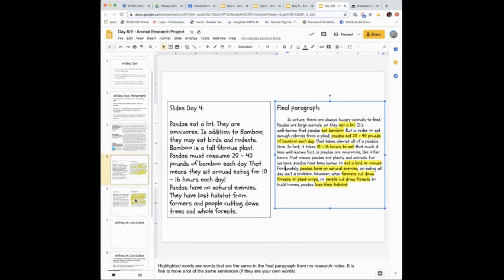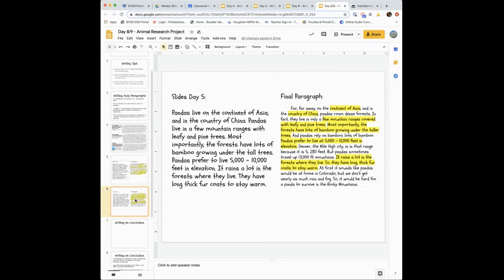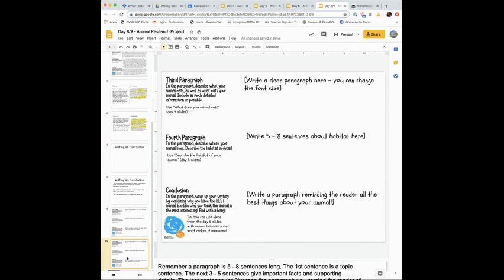Okay, let's see the second paragraph. That's the assignment part that says, fourth paragraph. In this paragraph, describe where your animal lives. Describe the habitat in detail. Use describe the habitat of your animal, day 5 slides. 5 to 8 sentences about a habitat.